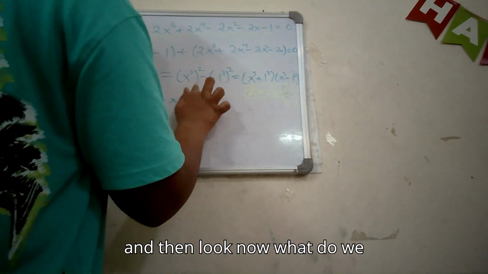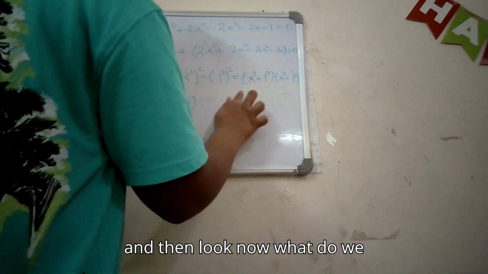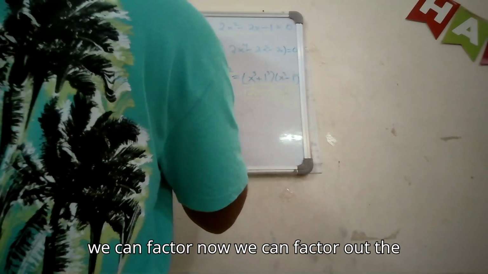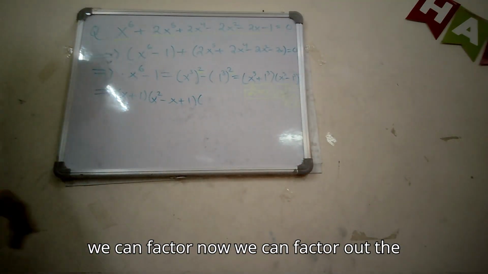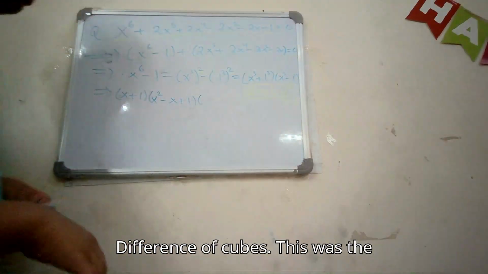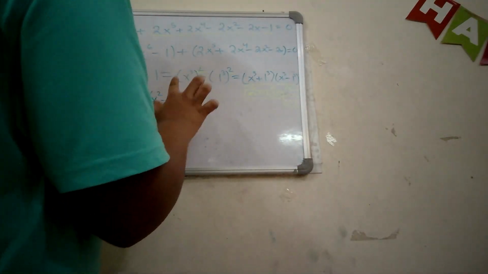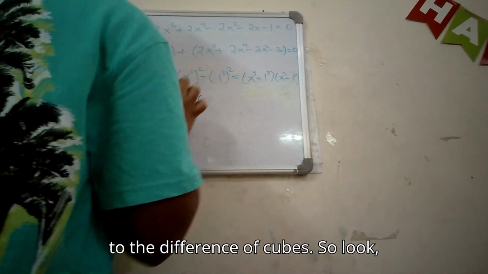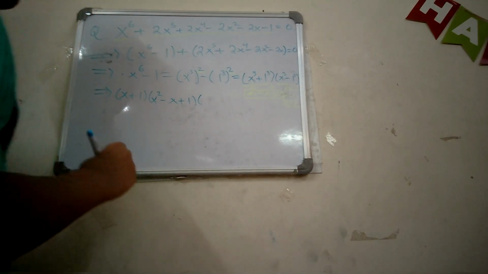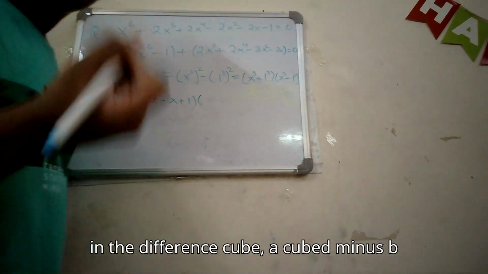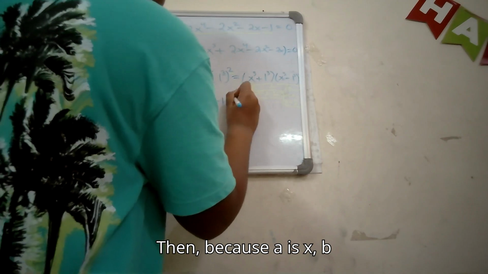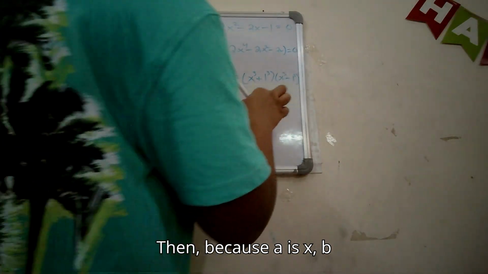And then look, now what do we get from there? We can factor. Now we can factor out the difference of cubes. This was the sum of cubes. Now we're going to move on to the difference of cubes. So look, in the difference of cubes, a cubed minus b cubed is a minus b first. So x minus 1, because a is x, b is 1.